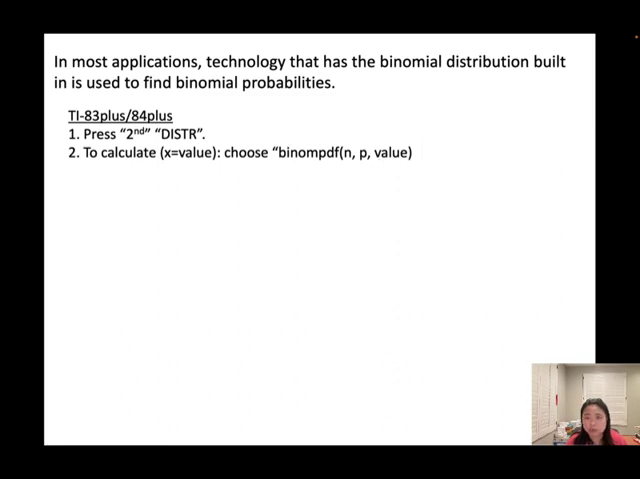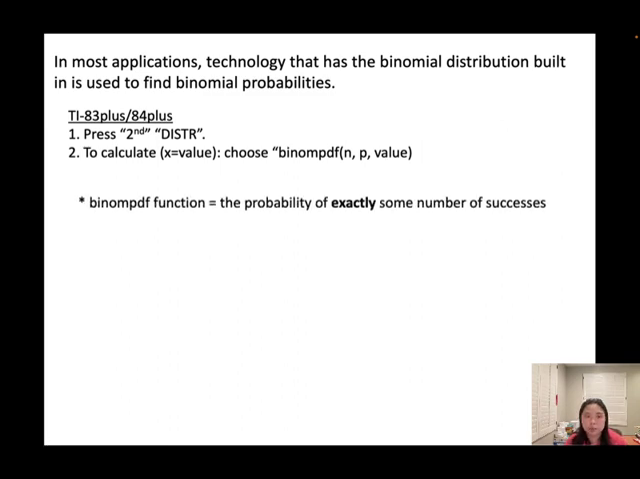So for the first example, if we want to find P of 4, we do binomial PDF with n equal to 10, p equal to 0.2, and this value is the 4 here. For the binomial PDF, I want you to highlight the P here. This probability means we're finding exactly that number of successes, exactly at x. So if you want to find P of 4, x equal to 4, you use the PDF here.